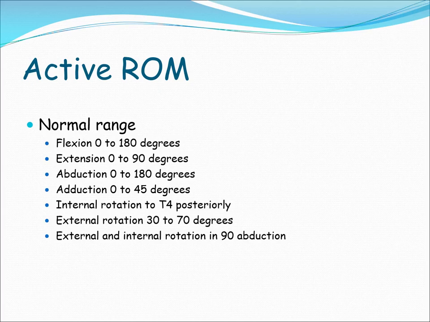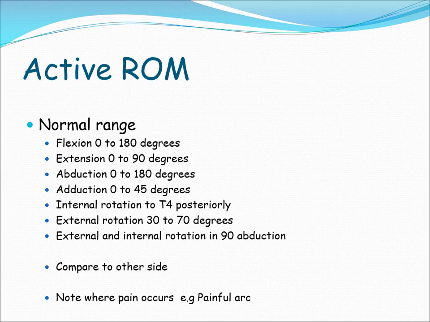The slide shows the range of motion in degrees that has been suggested as normal. However, this is not really true. What you need to do is compare to the other side to see if there's a deficit. And you must also note where the pain is occurring, such as in the mid-arc position, which suggests rotator cuff impingement or a tear, or end range of motion, maybe early arthritis or AC joint.